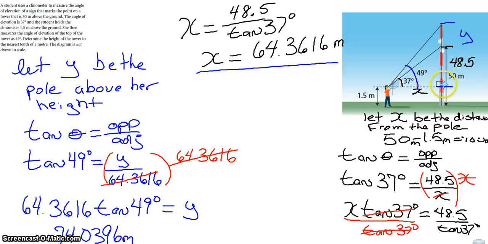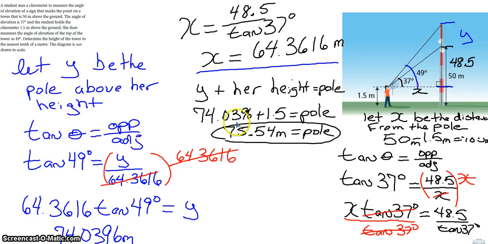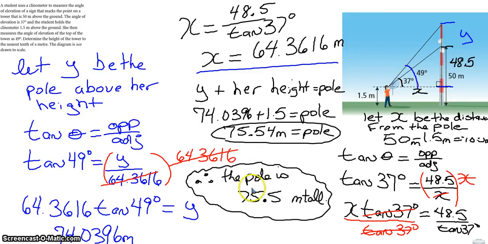What does that tell us? That tells us the distance from here to here. But the question asks how high the pole or the tower is. So the last step is to take y and add her height to it, and that will tell us how tall the pole is. 74.036 plus 1.5 is equal to the pole. Rounding off, the pole is 75.54 meters. The last step is to give the final answer in a statement: therefore, the pole is 75.5 meters tall.